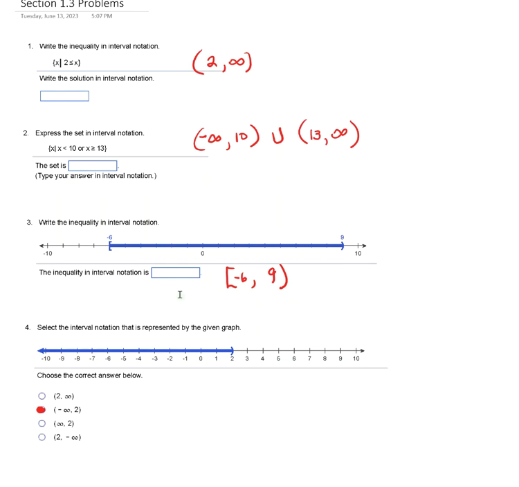Okay, here are the set of problems, and again, these are practice to prepare you for the homework. So number 1, write the inequality in interval notation. So you're just going from this form where 2 is less than or equal to x. So that tells you you start at 2, you go to x.